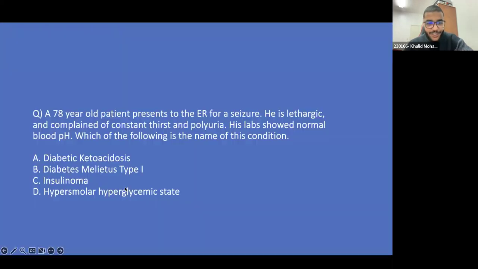Okay, one last question. A 78-year-old patient presents to the ER for a seizure. He is lethargic and complained of constant thirst and polyuria. His labs showed normal blood pH. Which of the following is the name of this condition?